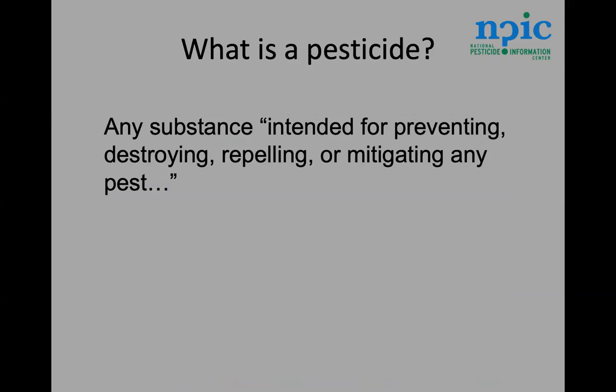Okay, so now let's move on to the next part of the webinar. What is a pesticide? The definition via EPA is any substance that's intended for preventing, destroying, repelling, or mitigating any pest. And there are a couple of additional points to this definition, but we'll stick with this main part.